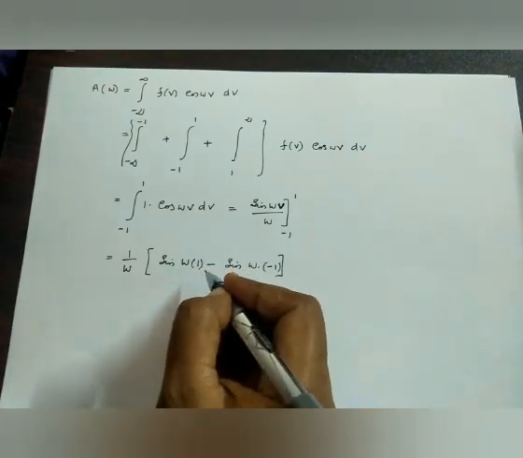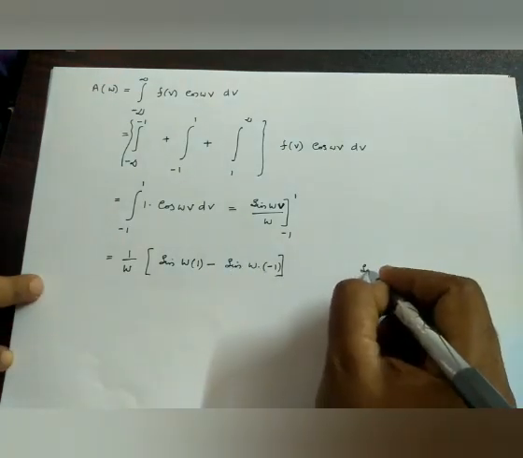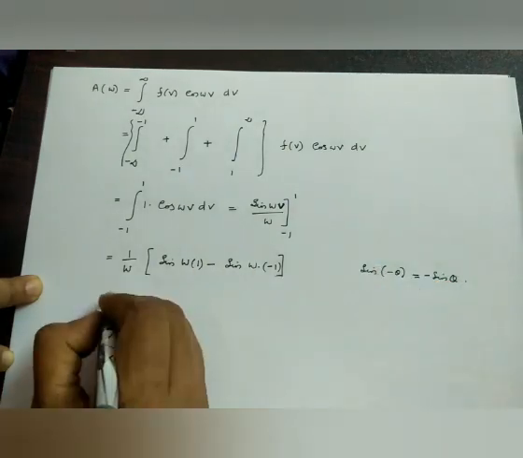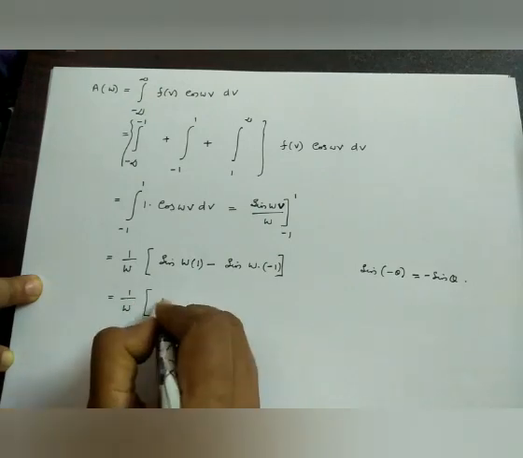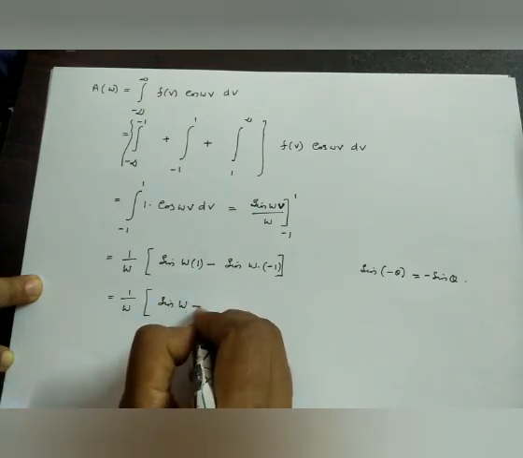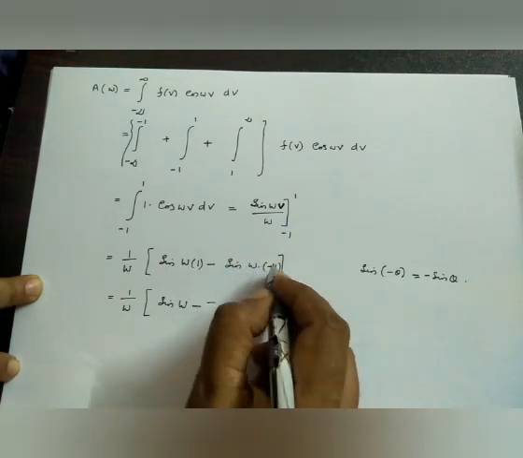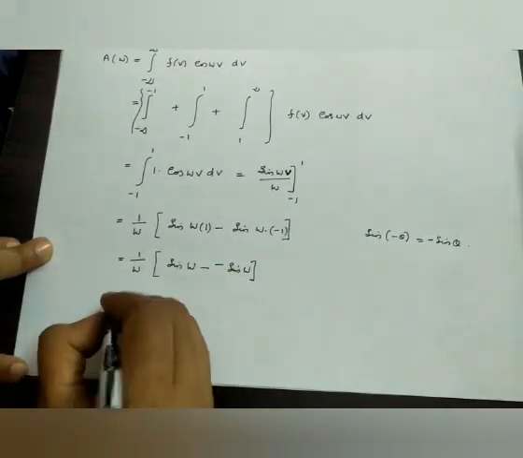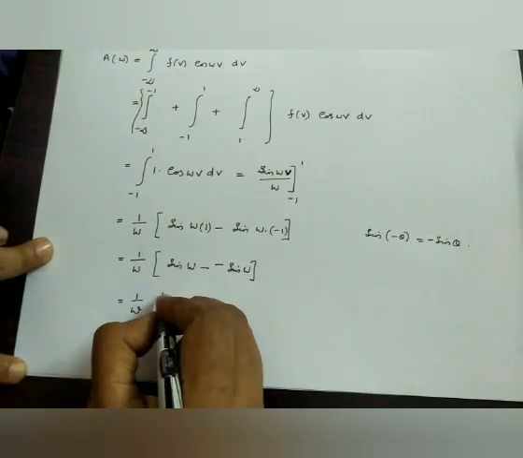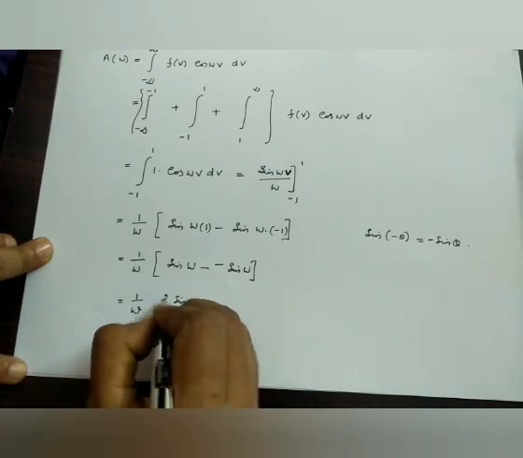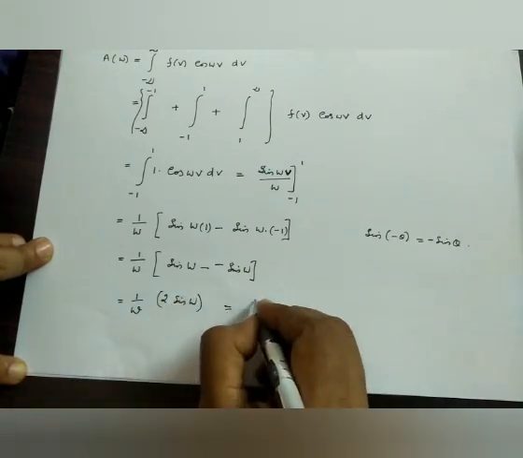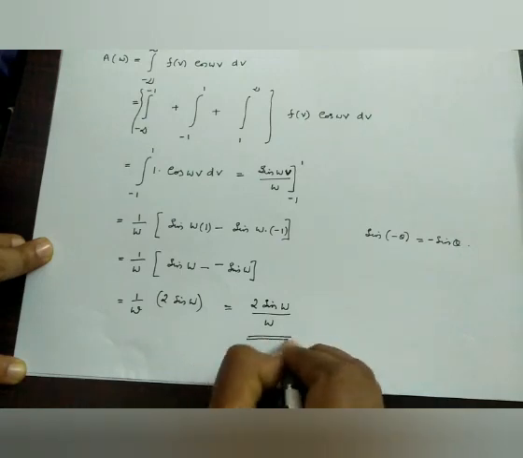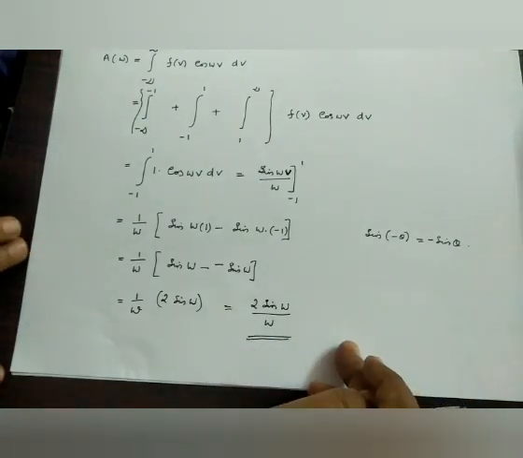Now we have sin of minus theta. We know that sin of minus theta is minus sin theta. So by using that we have 1 by omega into sin omega, minus, minus sin omega. That is equal to 1 by omega into 2 sin omega. Therefore, the value of a omega is 2 sin omega by omega.